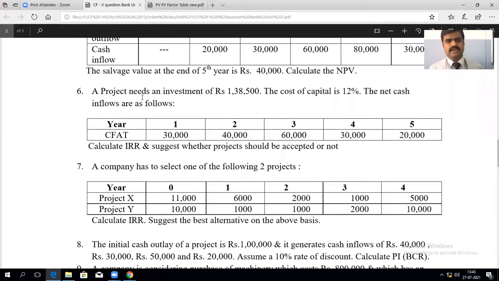So our project cash outflow, how much is the cash outflow? 1,38,500. Yes, the investment they are making is called the cash outflow. And what is this cost of capital, 12%? Why is it given? Normally we use it when doing the trial and error method, it will be helpful. Or else it is given for you to decide whether to accept or reject.